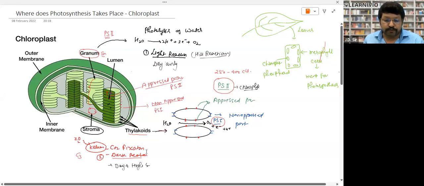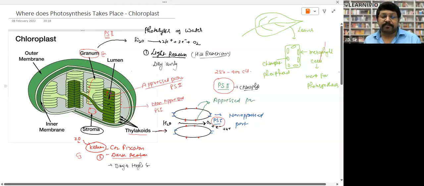This part is called CO2 fixation and it takes place in the dark. That's why it does not require light. That's why it is called the dark reaction, and it takes place in day and night both, right? This part takes place in the stroma, right?